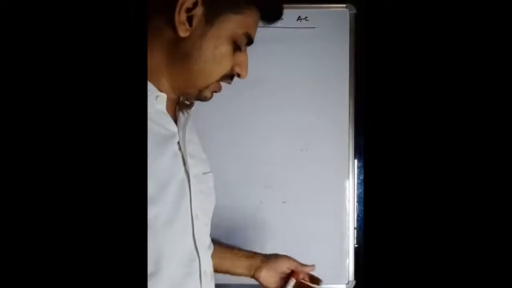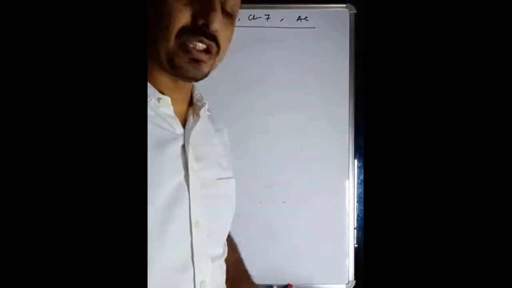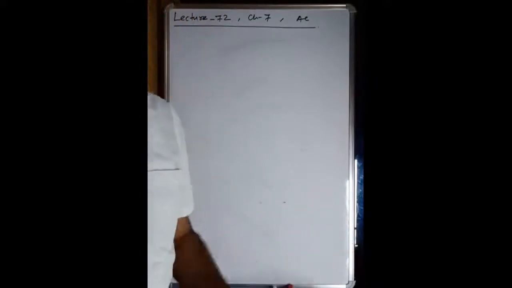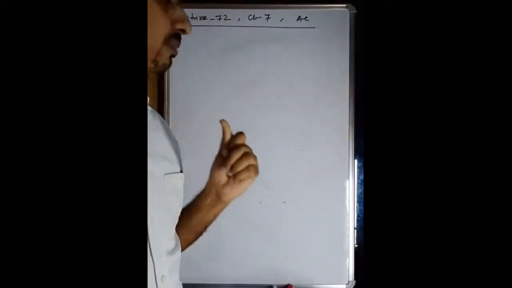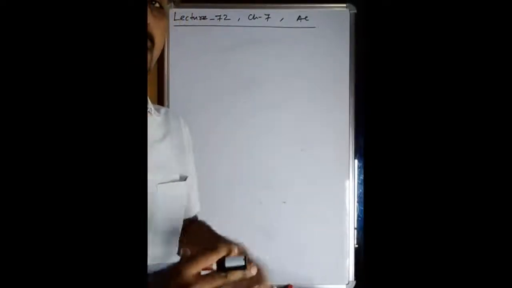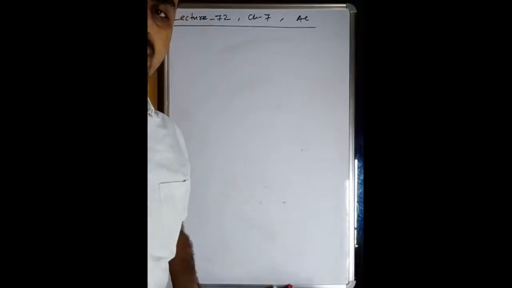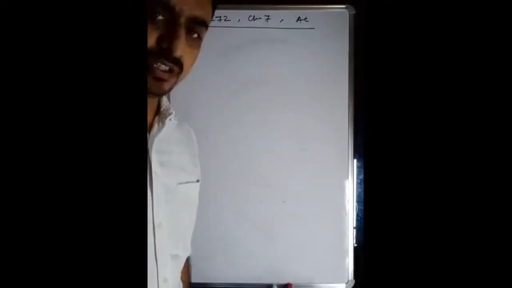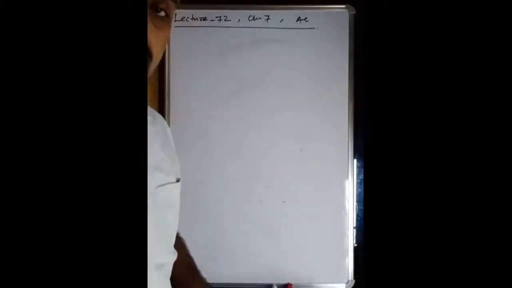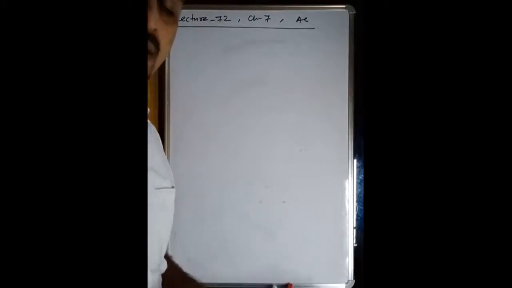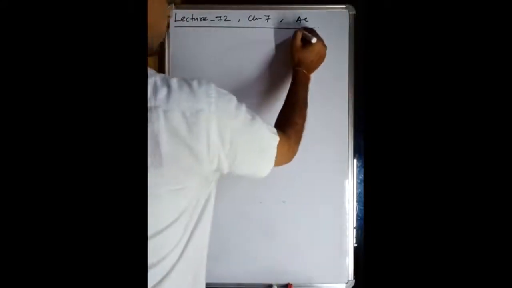AC. My dear students, in the last chapter that we studied, electromagnetic induction, we started the concept of alternating current. I hope you remember the induced EMF, induced current in any coil. We will start this particular chapter from that topic. Here our first topic is production of AC. Whenever we talk about alternating current, that is the AC.